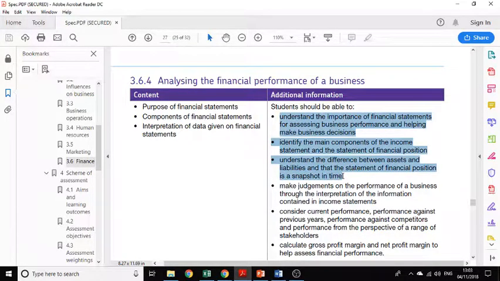I'm basically going to cover these three bullet points where we're going to understand the importance of financial statements for assessing business performance and helping to make decisions, looking at the main components of the statement of the financial position, and hopefully you should have a clear understanding of the difference between assets and liabilities, and you should understand what this phrase means about the statement of financial position being a snapshot in time.